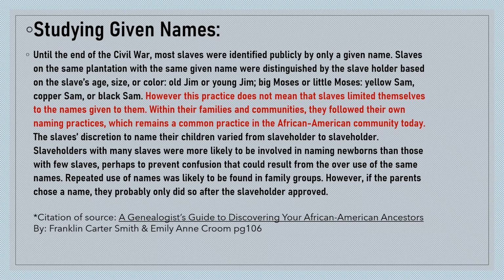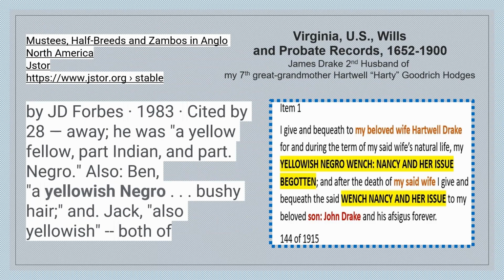And this citation is from A Genealogist's Guide to Discovering Your African American Ancestors by Franklin Carter Smith and Emily Ann Kroom, from page 106. Excellent book. I suggest that if you're really trying to research your enslaved ancestors, that you get it. It's an excellent resource. So here's an example from my own family tree.